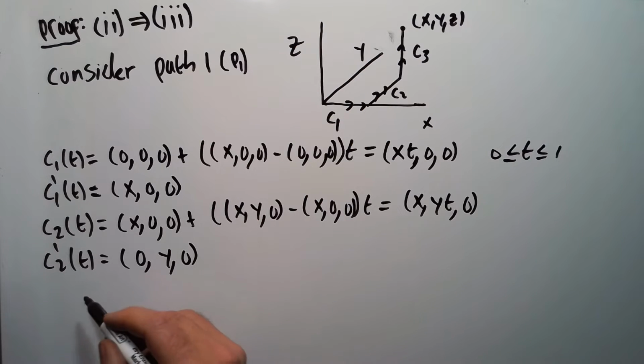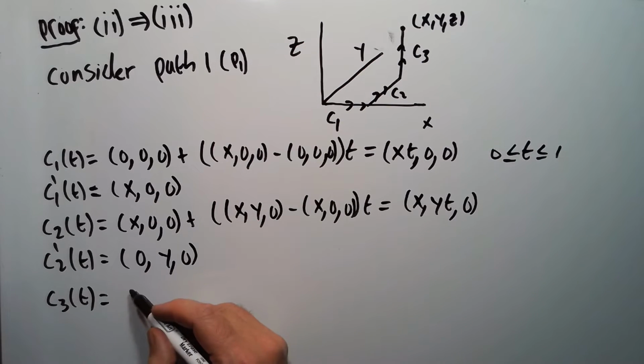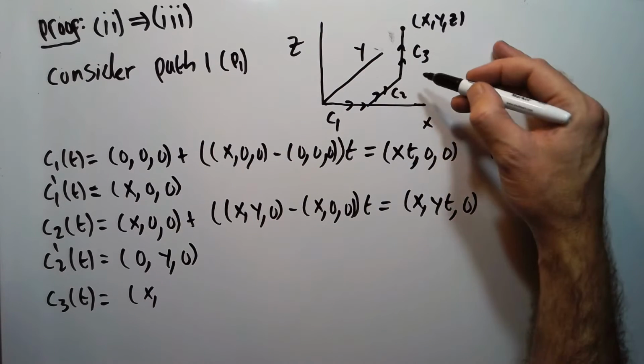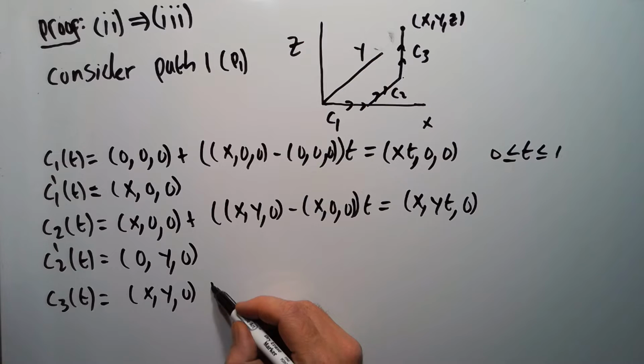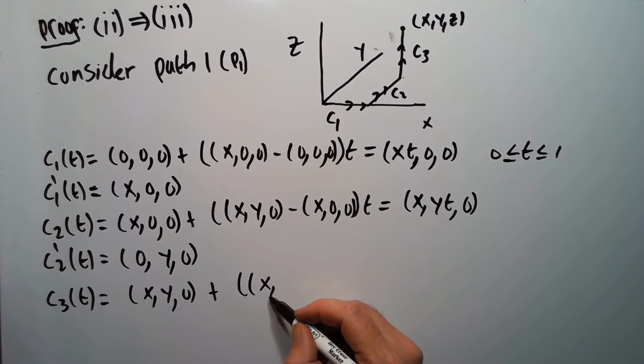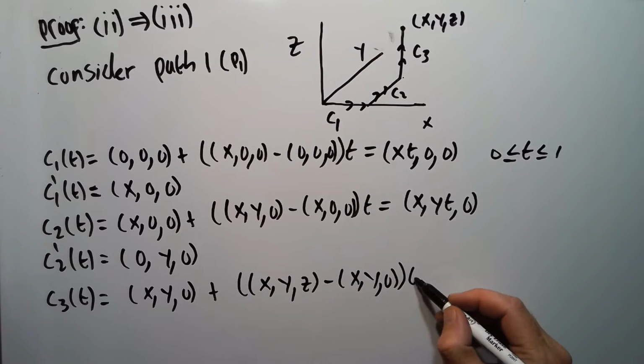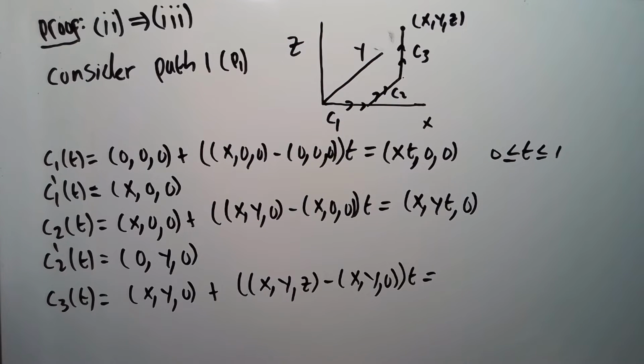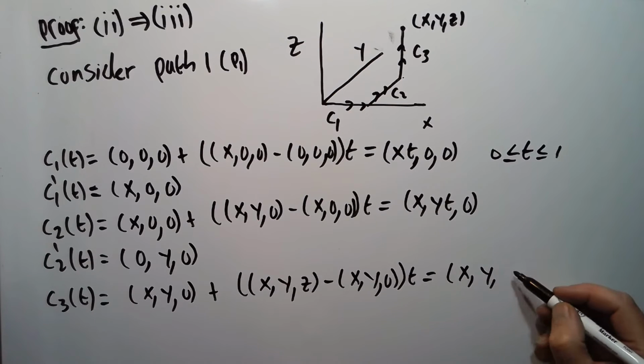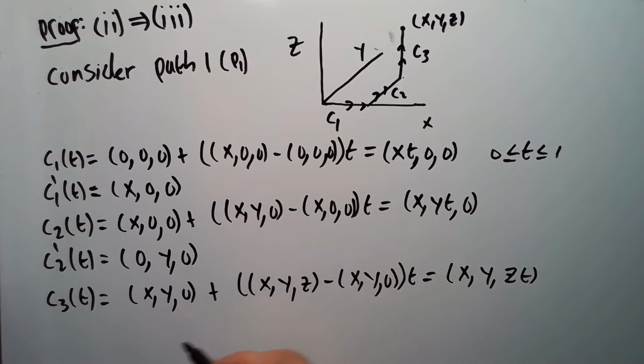And lastly, let's do C3. You're starting at x, y, 0, and we're ending up at x, y, z. So let's just subtract our start point, times t. If you work this one out, you'll get x, y, zt. So then C3 prime will be 0, 0, z. Okay, so let's keep going. We're now going to actually do the line integrals over these.